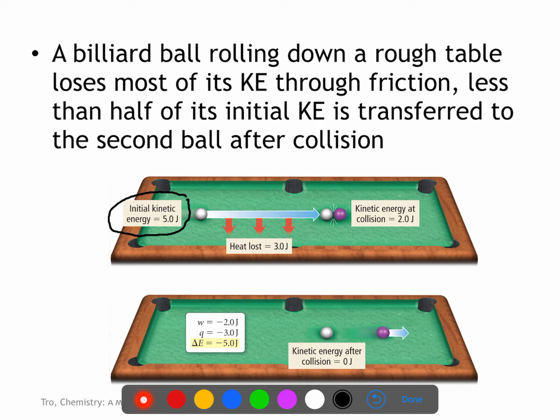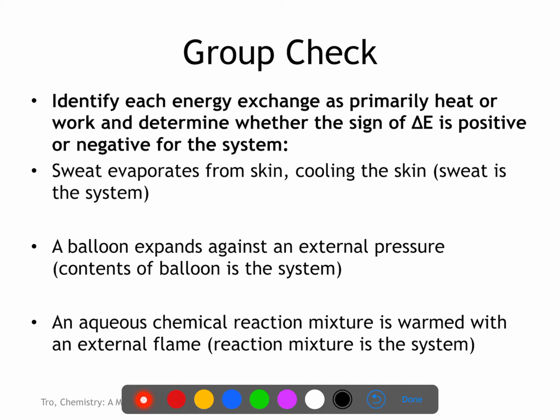Putting this into a little practice, thinking of transferring and what we're looking at specifically, heat or work, let's look at this example. Identify each energy exchange as primarily heat or work and determine whether the sign of the energy change is positive or negative for this system, and the system is defined. So let's look at the first one.